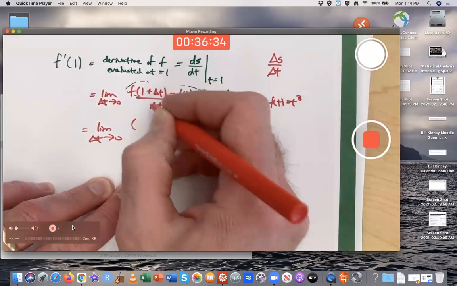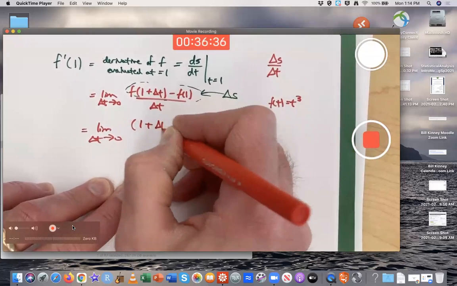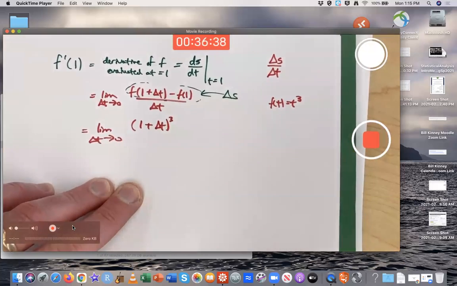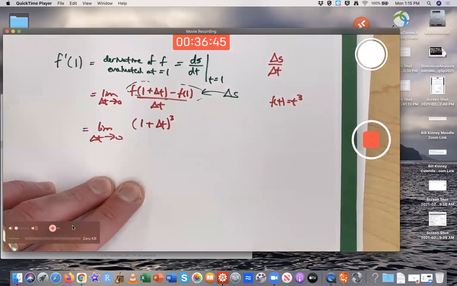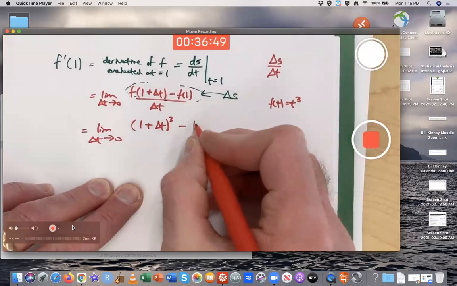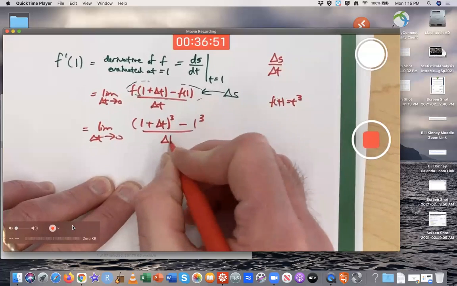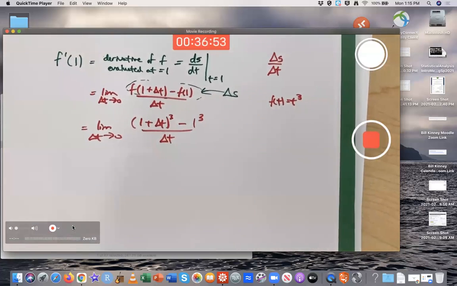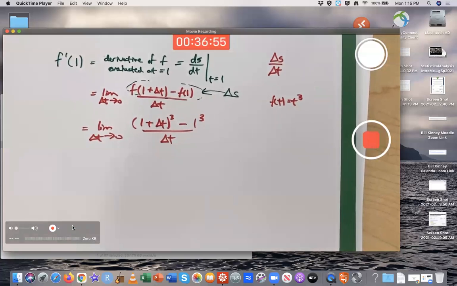So I need to take this entire quantity, 1 plus delta t, and cube it. And again, delta t just represents a single number. It's not delta times t, it's just delta t, a number. F of 1 is just 1 cubed. Delta t is, well, whatever it is. In effect, in this limit calculation, delta t is the variable.